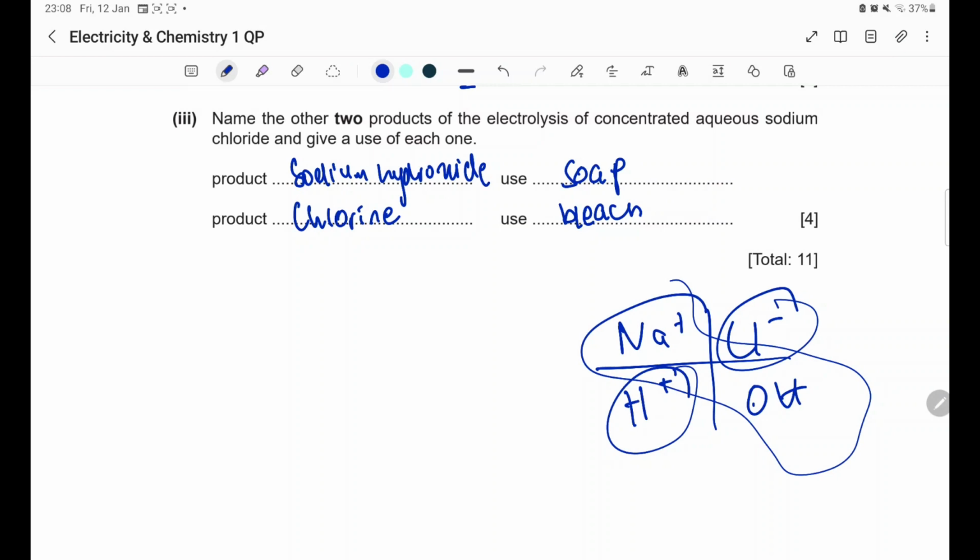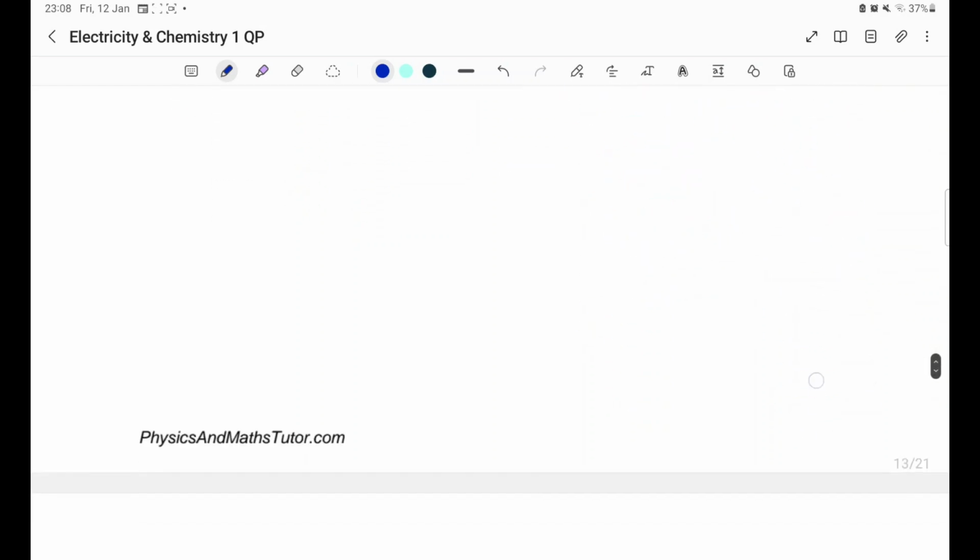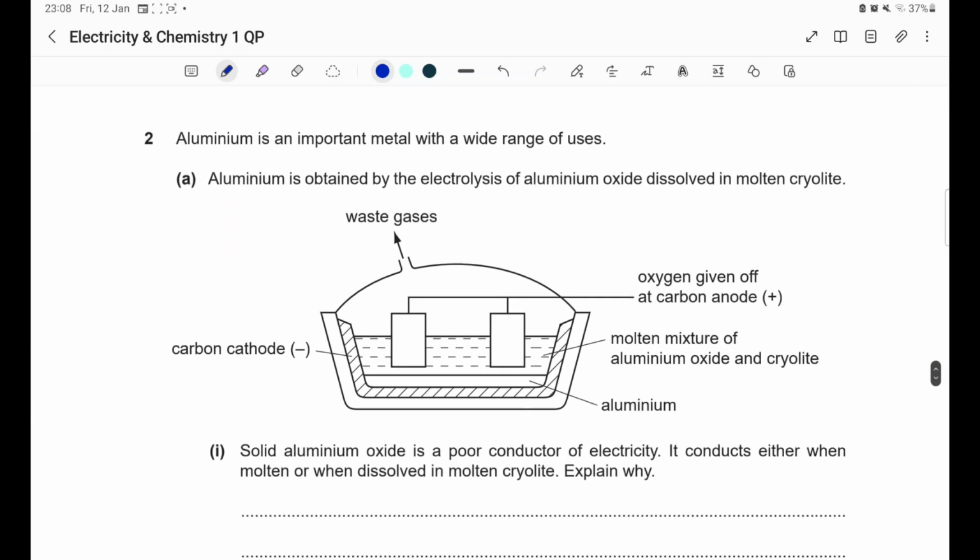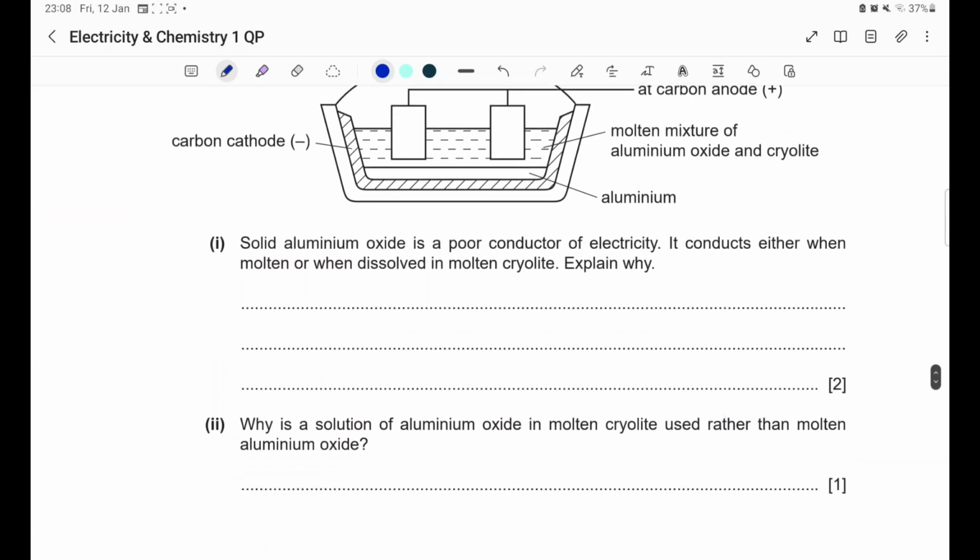Sodium hydroxide, other than soap, is for paper, detergents, paint stripper, clearing drains. Chlorine is used for water treatment, very important, disinfectants, bleach, I already wrote that. Pharmaceuticals as well, pesticides, a lot of different stuff. Whatever is easiest for you to remember, just write that down.